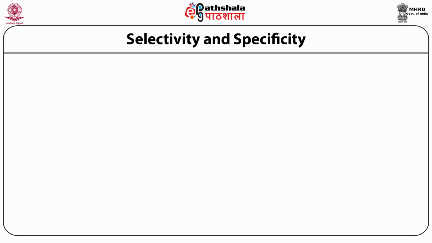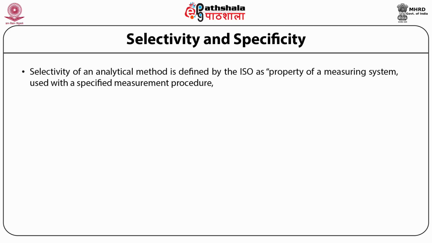Selectivity and specificity. Selectivity and specificity are sometimes used interchangeably to describe the same concept in method validation. Selectivity of an analytical method is defined by the ISO as the property of a measuring system, used with a specified measurement procedure, whereby it provides measured quantity values for one or more measurands, such that the values of each measurand are independent of other values or quantities in the phenomena.